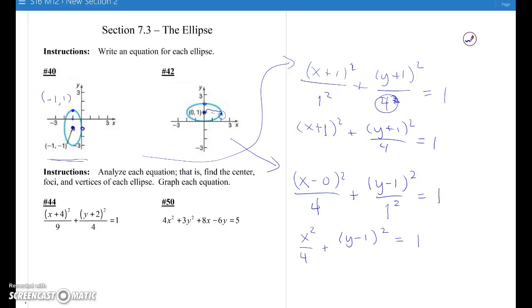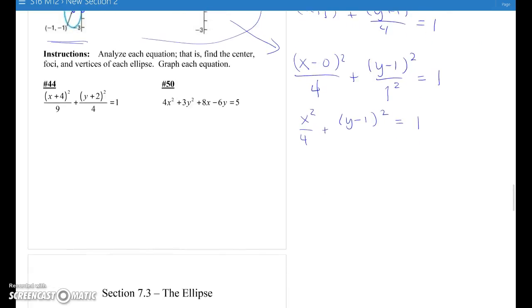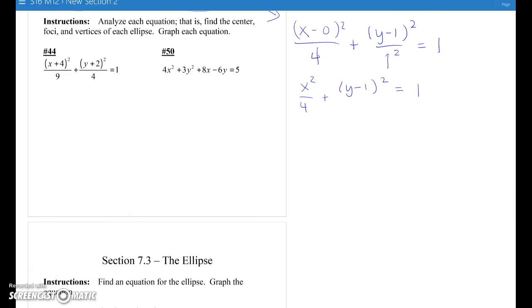And so again, I would make sure that the point 2, 1 made my equation true so that I feel comfortable that my equation is correct. Looks like it works. Okay, so then here is analyze the equation to find the center, foci, and vertices of each ellipse. So this first one, we can see under the x term we have plus or minus 3, under the y term plus or minus 2. You're looking at the square root of that number.